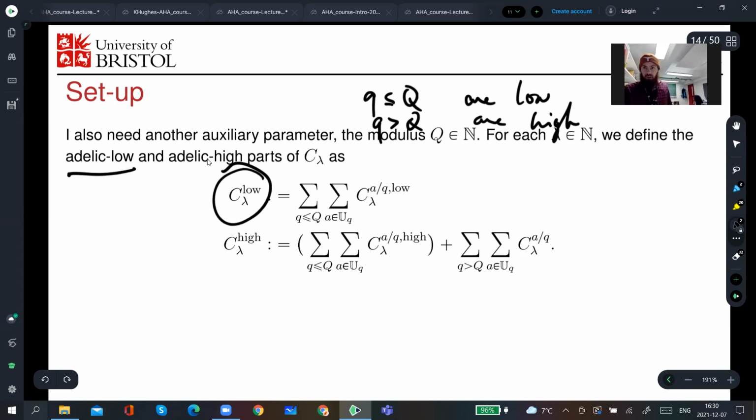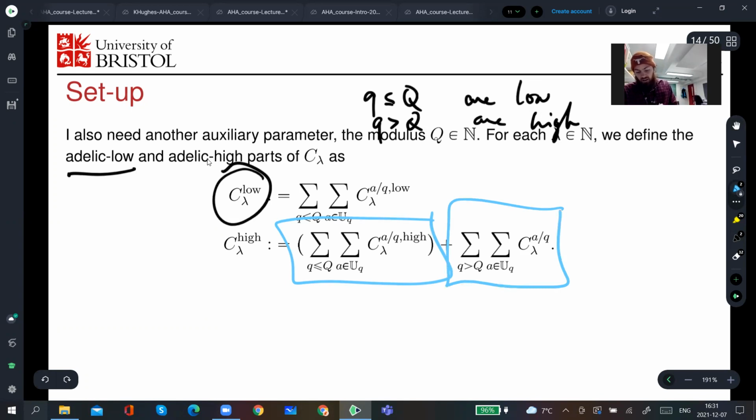So the dilation low part of my operator C lambda is now I sum up all the moduli up to big Q, all of their coprime parts, C of A_q lambda, but just the low part of those, which is in the Euclidean respect, with respect to R^d. And then the high is everything else. Yes, so I take all the high parts for all the small q, high with respect to R^d. That's this first term. And then I throw in also just all the C of A_q for the big moduli.